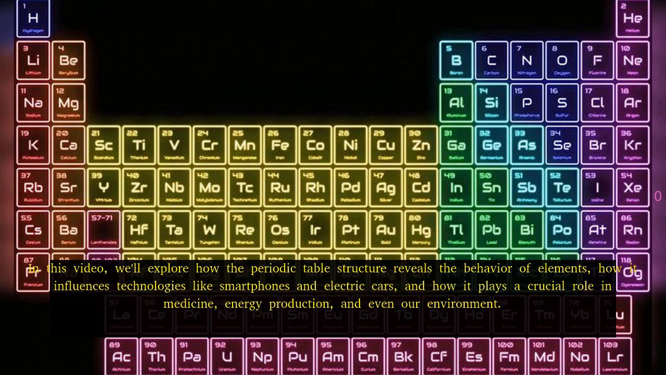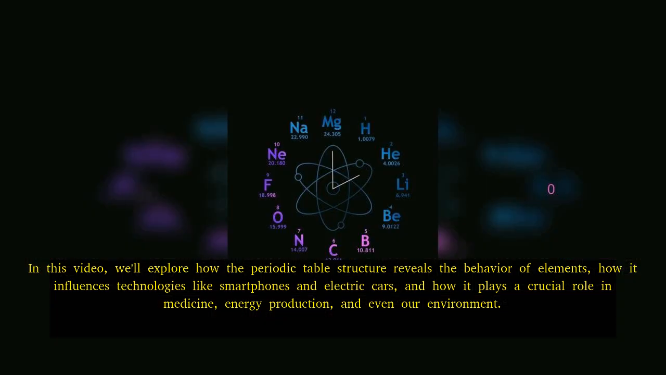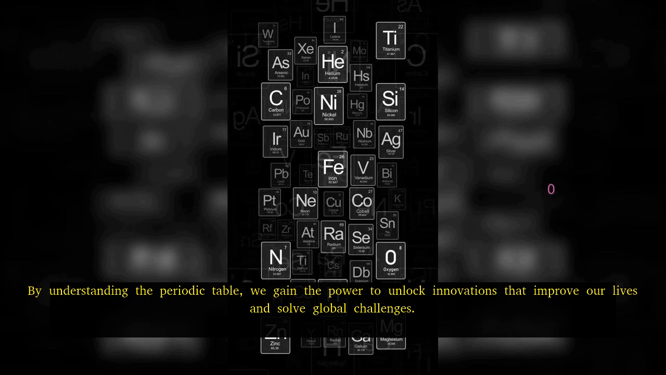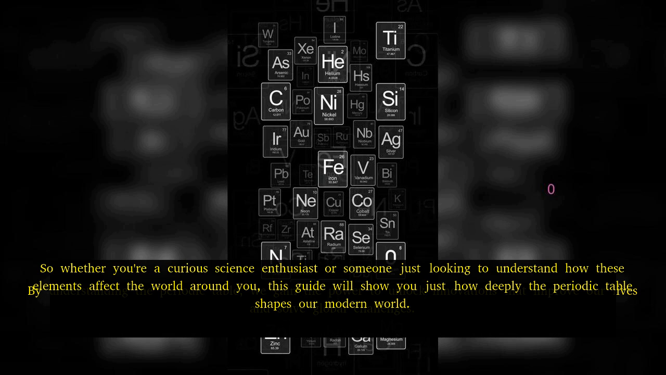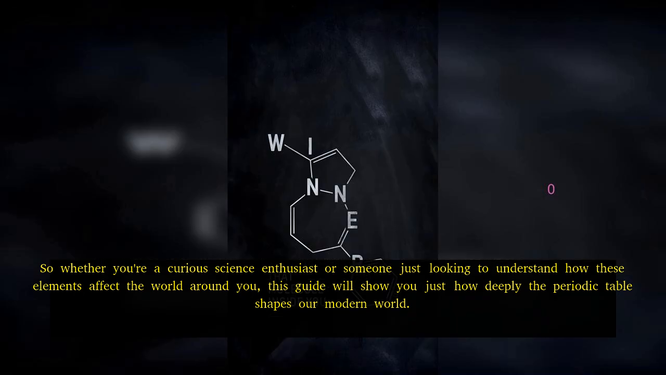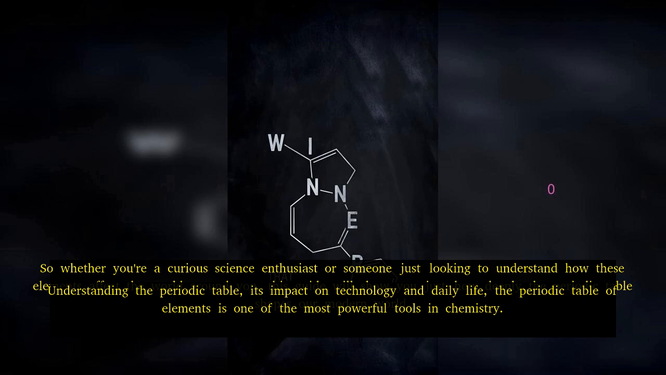In this video, we'll explore how the periodic table structure reveals the behavior of elements, how it influences technologies like smartphones and electric cars, and how it plays a crucial role in medicine, energy production, and even our environment. By understanding the periodic table, we gain the power to unlock innovations that improve our lives and solve global challenges. So whether you're a curious science enthusiast or someone just looking to understand how these elements affect the world around you, this guide will show you just how deeply the periodic table shapes our modern world.